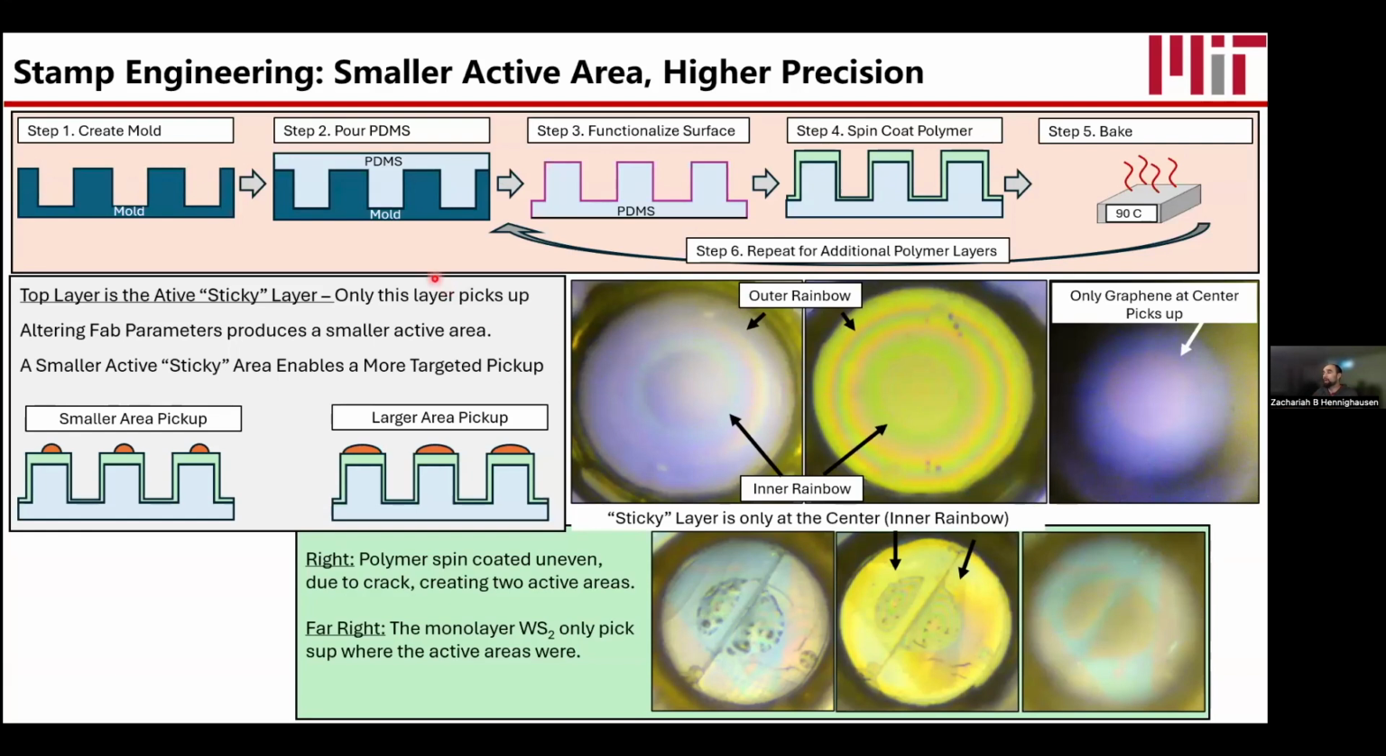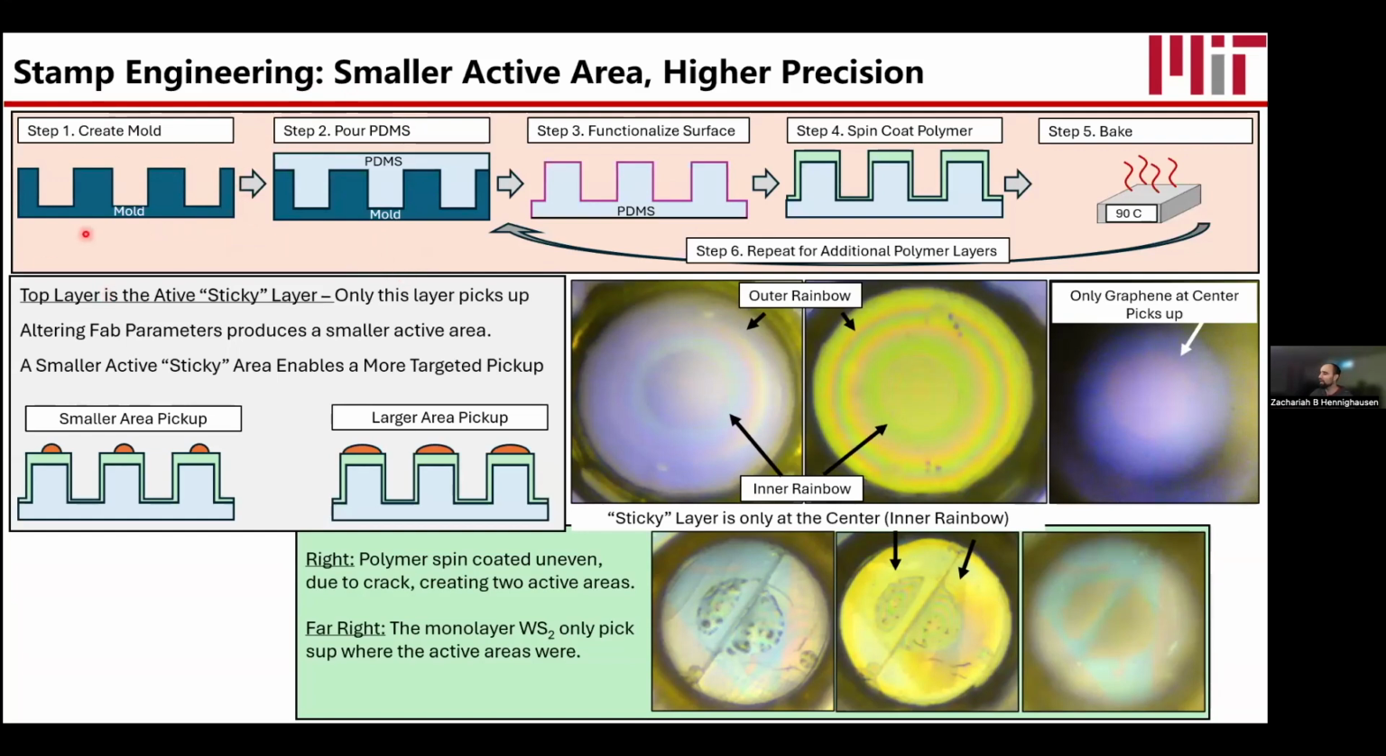In the meantime, I'm also working on some stamp engineering, not just to improve the stamps, which I believe will decrease the amount of polymer outgassing and improve the interface, but also because we can choose smaller pickup areas, and I believe it can reduce the number of wrinkles probably in the final structure. So I'm going to give you a quick overview of how the stamp is created.